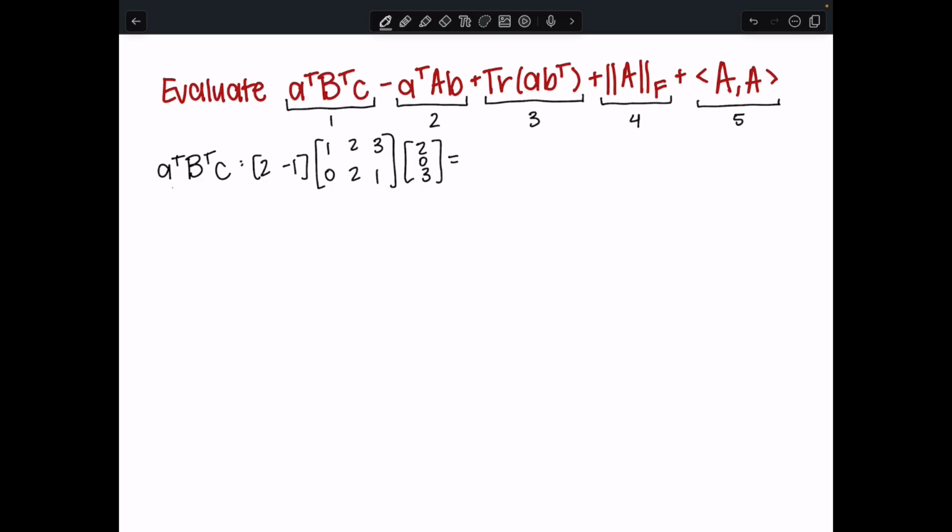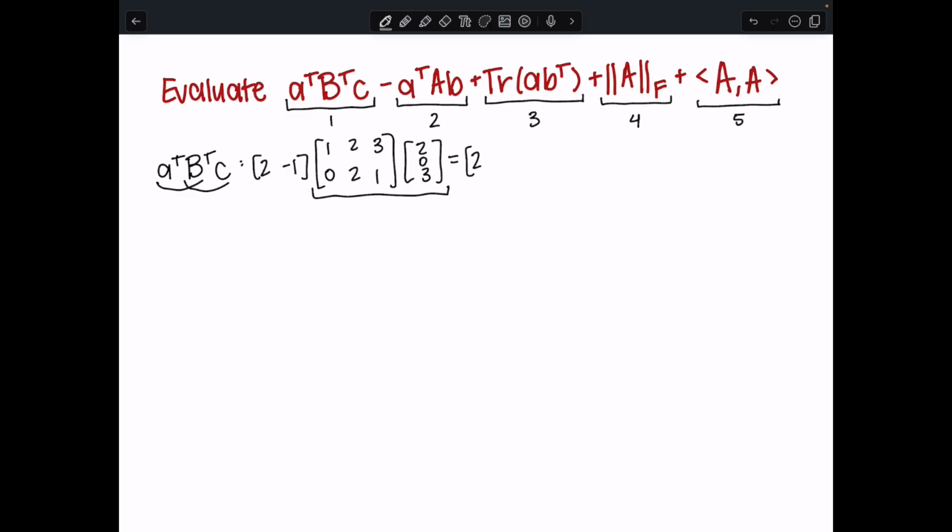Now, if you remember, the dot product of vectors and matrices has the associative property, which means that multiplying these two together first and then multiplying that by C will be the same as multiplying these two together first and then multiplying that by A transpose. So let's do this second part first.